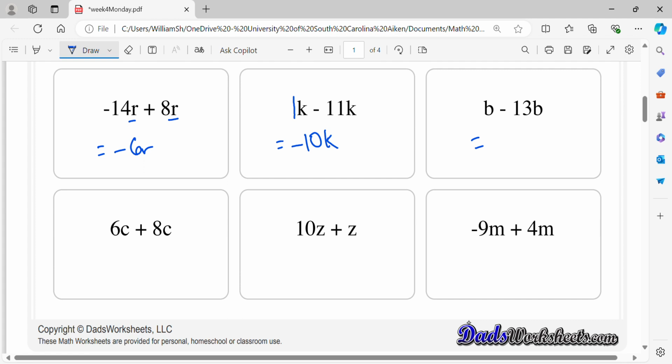Alright, b minus 13b. Remember, there's a 1 assumed to be out front. 1 minus 13 is negative 12. So I have negative 12b. 6c plus 8c. These have like terms. So 6 plus 8 is 14. So that gives me 14c. 10z plus z. Remember, if there's not a number out in front, it's assumed to be 1. 10 plus 1 is 11, so I have 11z. Here I have negative 9m plus 4m. We've got like terms. So negative 9 plus 4 is negative 5, so I have negative 5m.